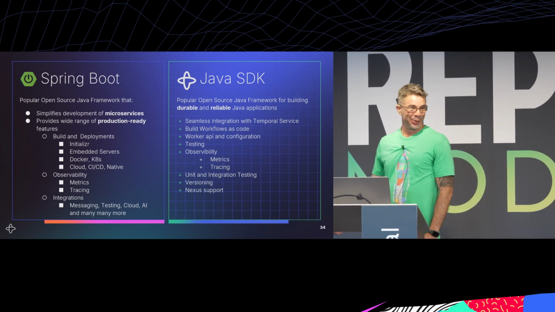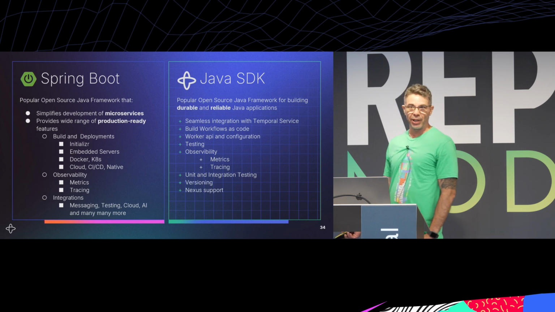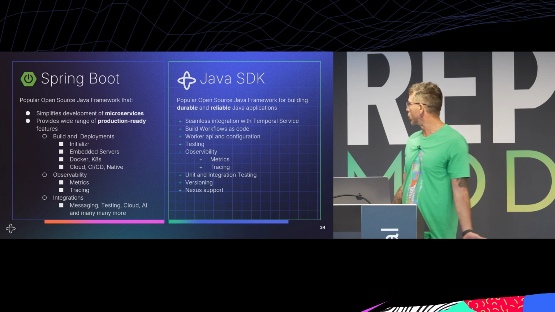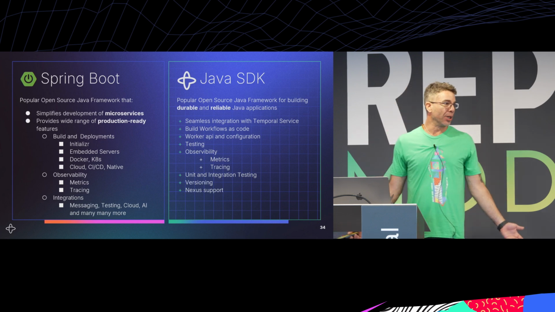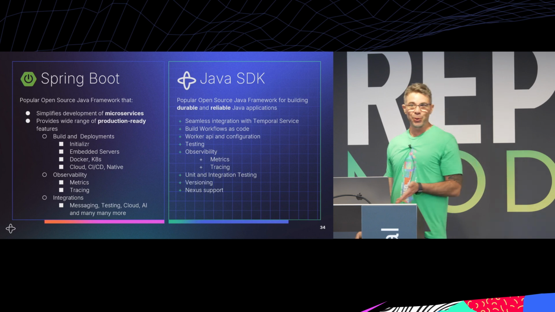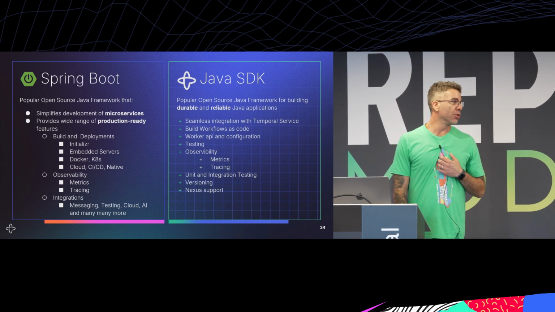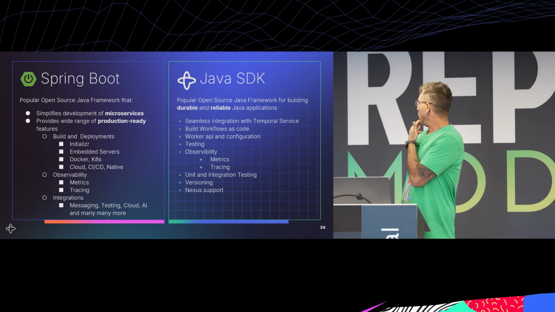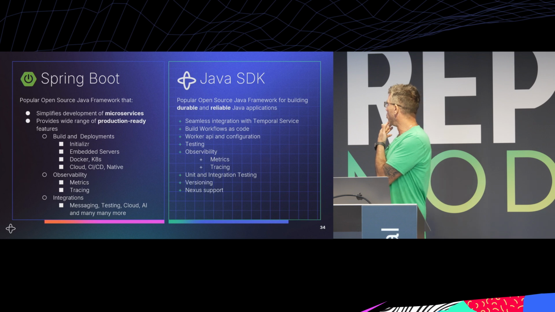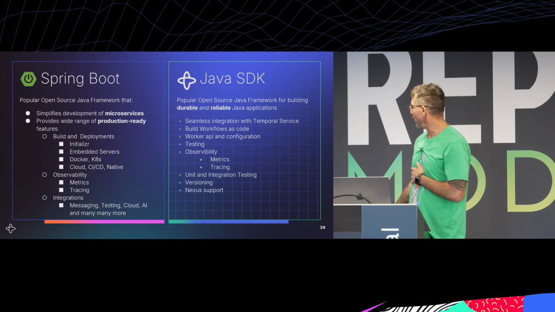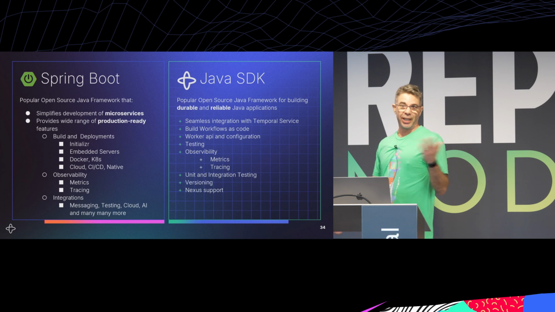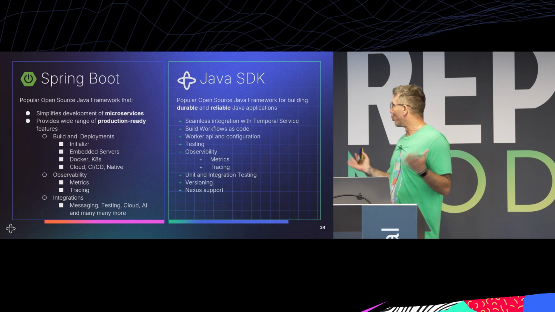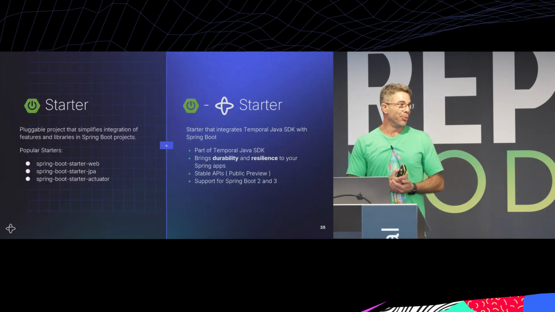Temporal Java SDK, I guess, is also a very popular Java framework for building durable, reliable apps, right? It allows us to integrate with our Temporal service. The SDK is also responsible for creating both the clients and the workers. The clients start workflow executions and interact with workflow executions, and your workers actually run your code on your premises. It also has capabilities for building workflows as code, testing, observability, versioning, Nexus support, and many other things. So in this talk, we're going to focus mainly on looking at the integration between Spring Boot and the Temporal Java SDK.